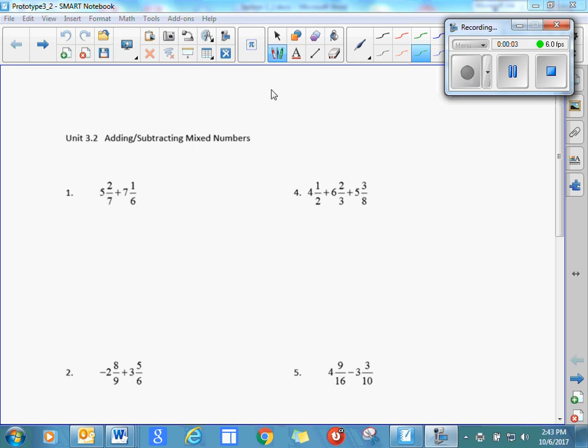Hi students, this is the second part of Unit 3, so this is 3.2. We're going to be doing some work with mixed numbers here.